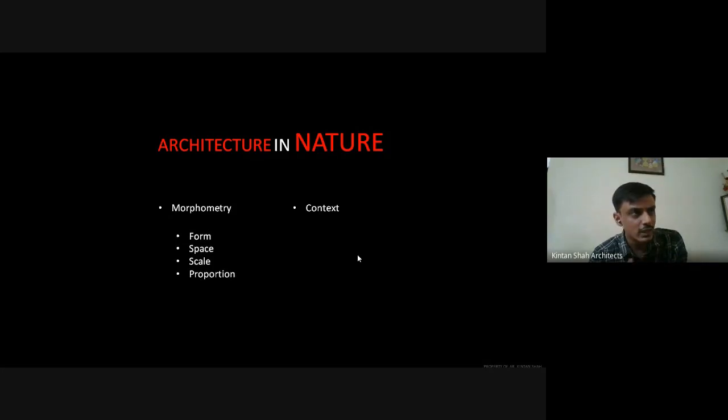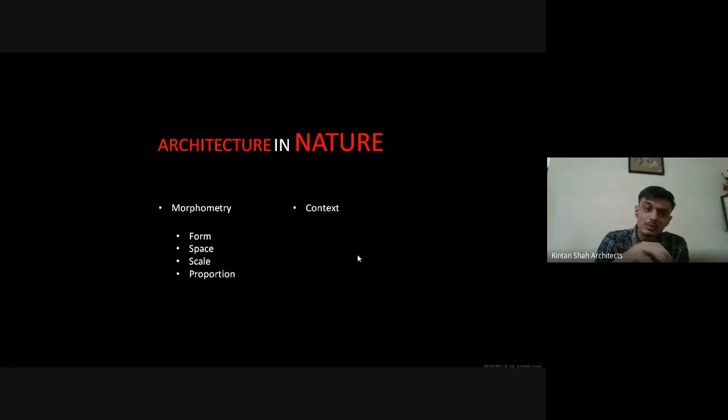Now, when we study morphometry, we get to know the kind of forms, the kind of spaces, the scale of spaces, the proportion of spaces that each organism creates based on its own size and dimensions and the kind of function it has to perform.